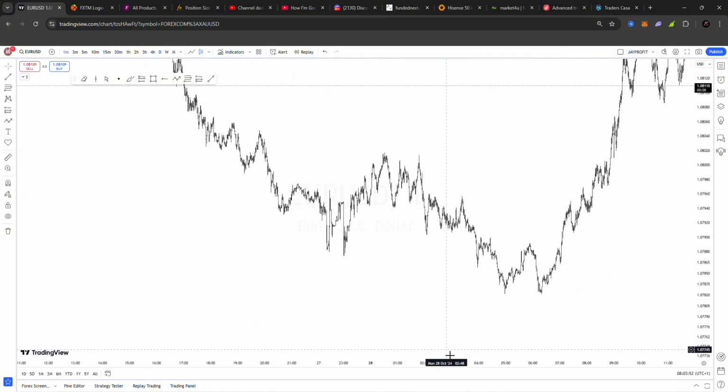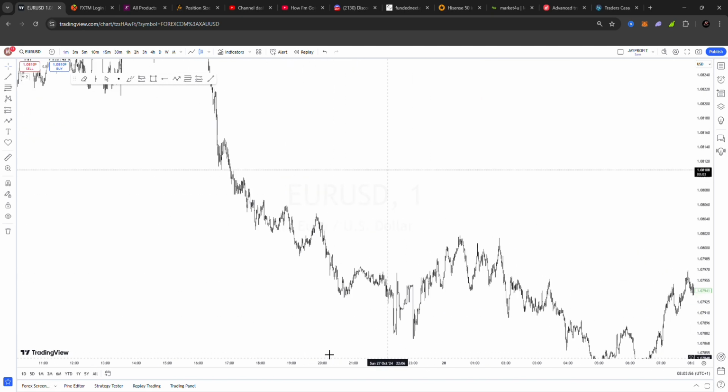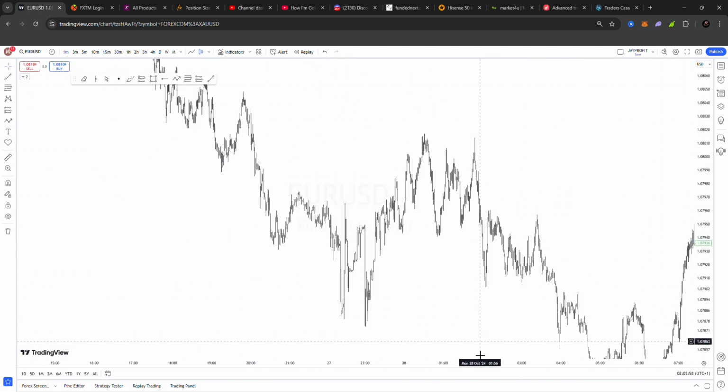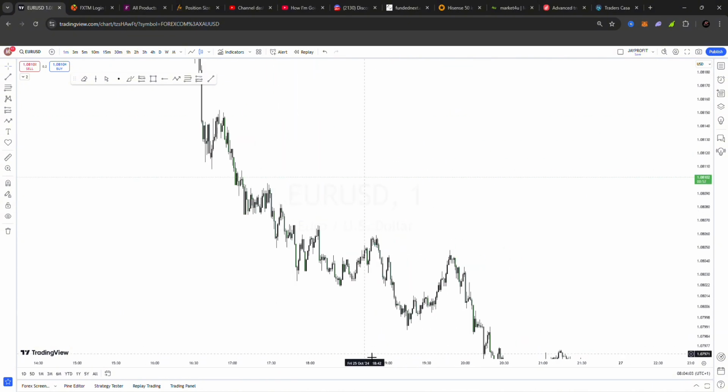I don't intend to make the video that long, so let's see what we can achieve within this short while. Now, looking at this chart, this is EURUSD, and I'm using the 1 minute time frame for reference purposes. I trade the 1 minute time frame only. All right, so let's see what market will do here.